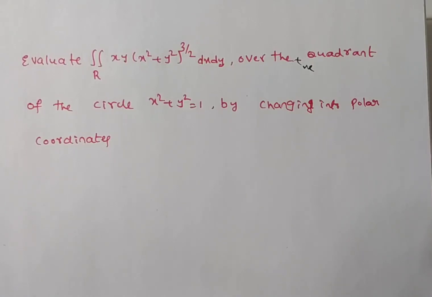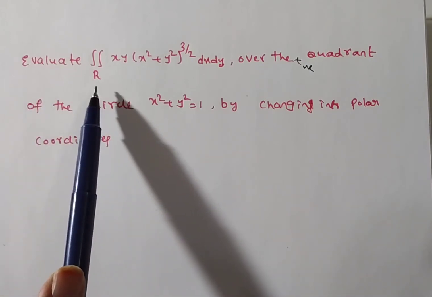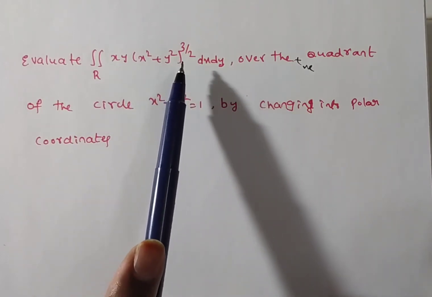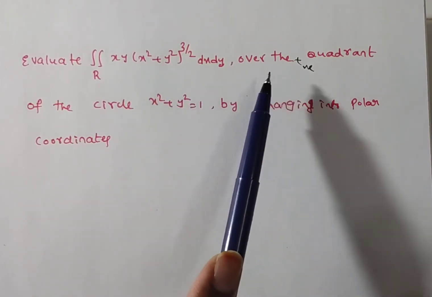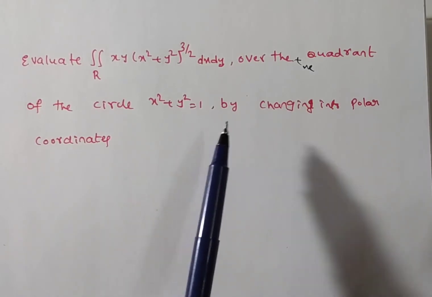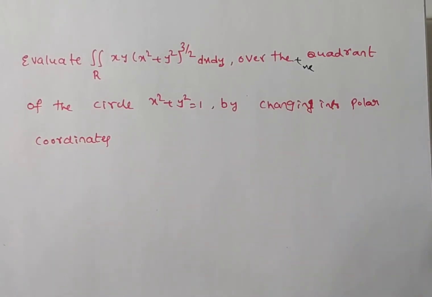Hi friends, in this video we are solving a problem on multiple integrals. The given problem is: evaluate the double integral over R of xy times (x square plus y square) whole to the power of 3 by 2 dx dy, over the positive quadrant of the circle x square plus y square is equal to 1, by changing into polar coordinates.